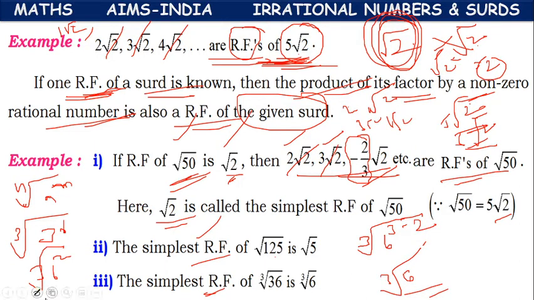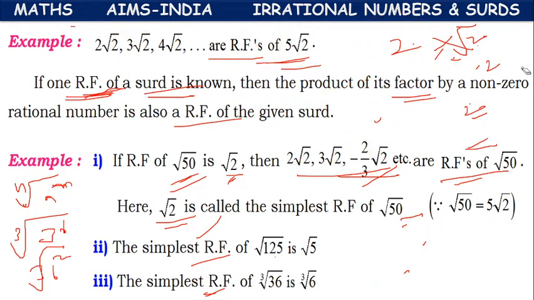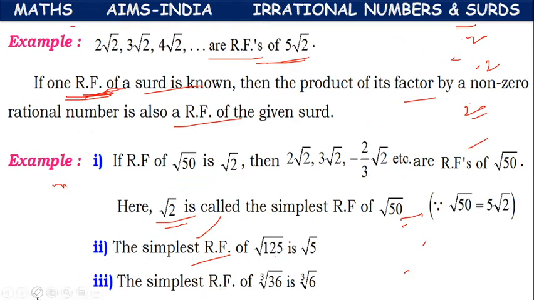Or instead of the formula, logically, just by shortcut, just by observing the given surd, we can tell its rationalizing factor. Cube root of 36 means cube root of 6 square. For cancellation of the cube root, we need a cube here. But we have only 6 square. For making it a cube, we have to multiply with another 6. That's all. Cube root of 6 is the simplest rationalizing factor.